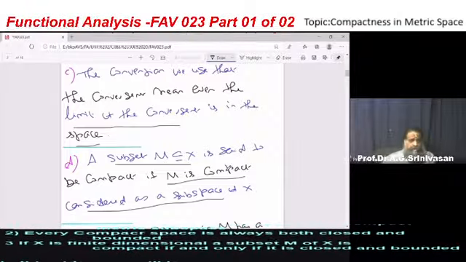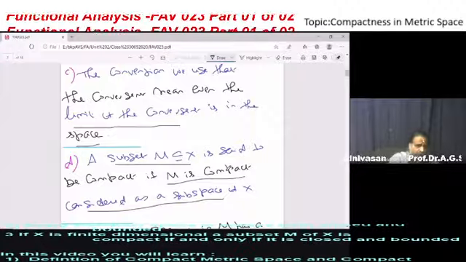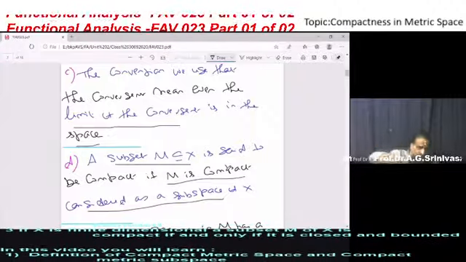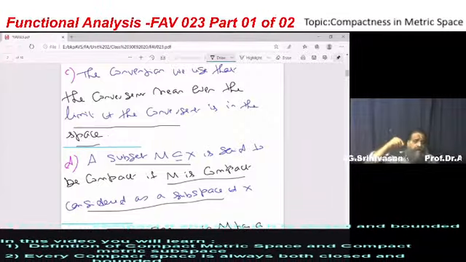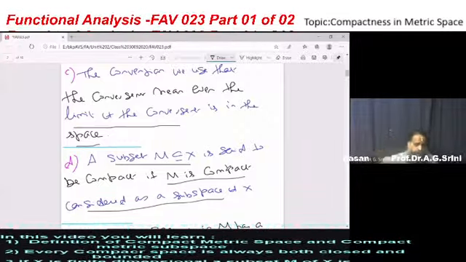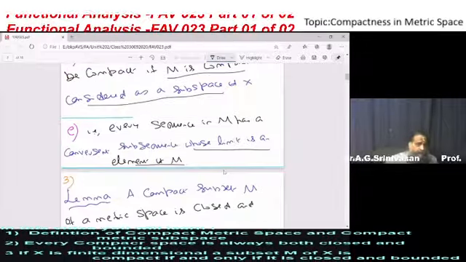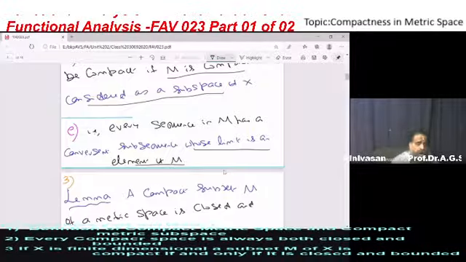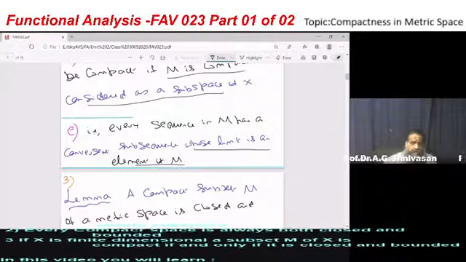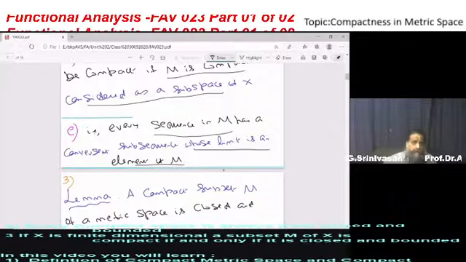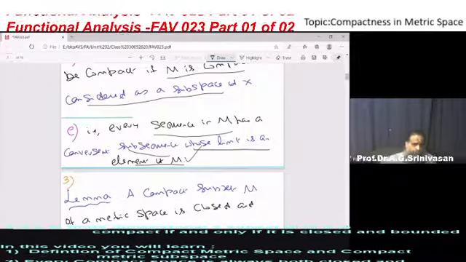A compact subset of a metric space is a metric space by itself, but a subset of another metric space X. And in that metric space context of M, M is compact. That is, every sequence in M has a convergent subsequence. And we also said that the limit of the convergent subsequence must be in M. I'll repeat again, the sequence need not converge, but the subsequence converges to a limit, and that limit must be in M.